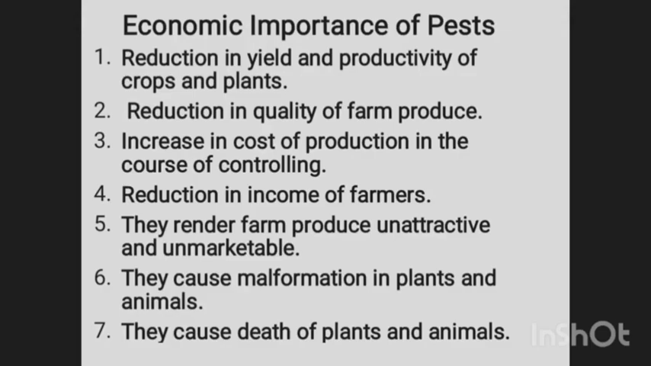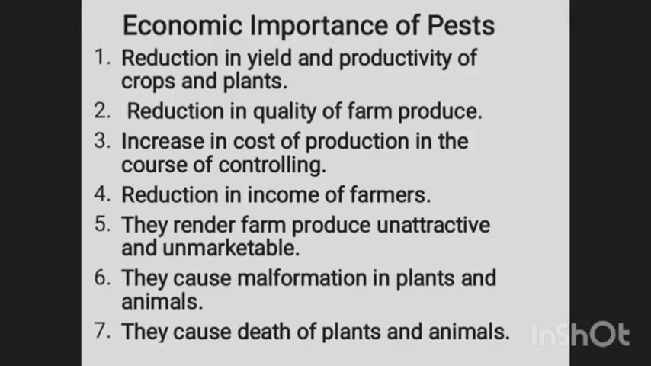Number three, increase in cost of production, in the cost of controlling. So you spend more money to control these pests, and at the end of the day, this will lead to high cost of production of rearing animals and planting crops, because you have to buy chemicals and all that, which adds to more expenses. Number four, it can lead to reduction in income of farmers. Number five, they render the farm produce unattractive and unmarketable.